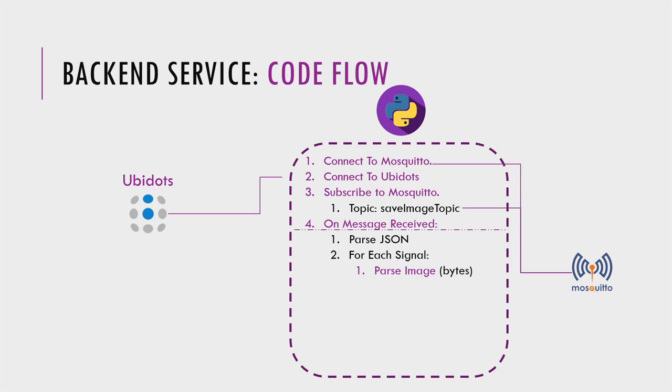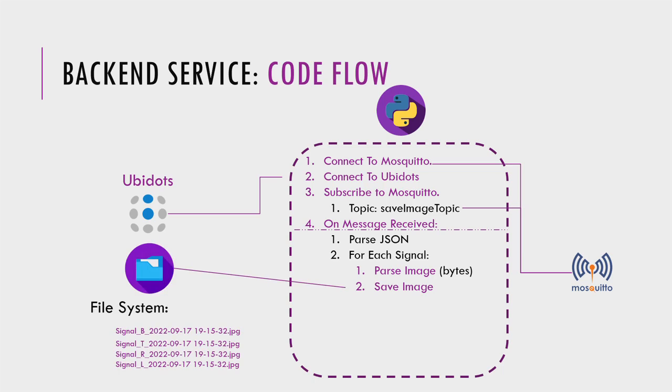The first step is to parse the data into an image. Basically the data is in the form of bytes, as we saw earlier, so we have to convert the bytes data into the image. Then we save the image, which we parsed before, in this format: the signal, then the direction of the signal, and then the time it was saved. We have 4 images, as we have 4 signals in that case.